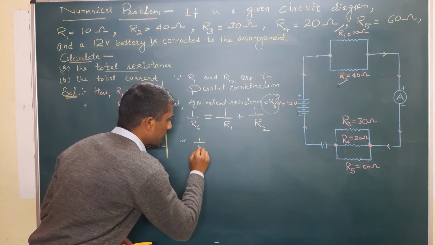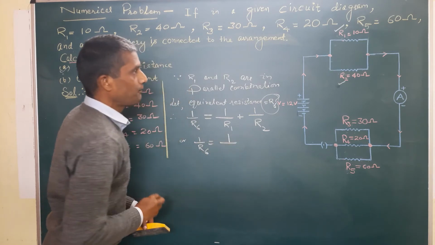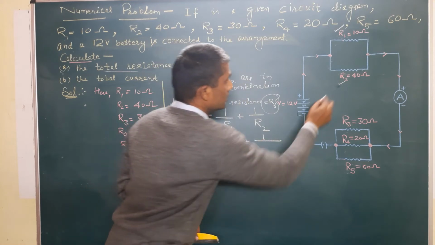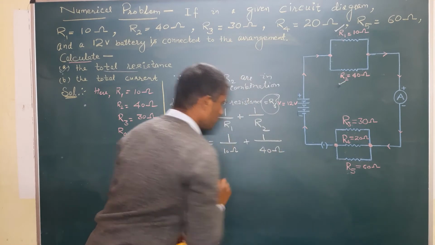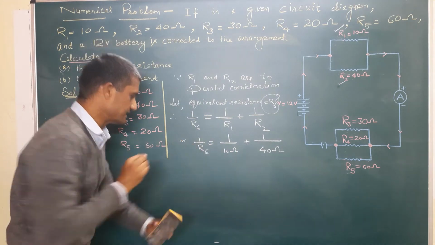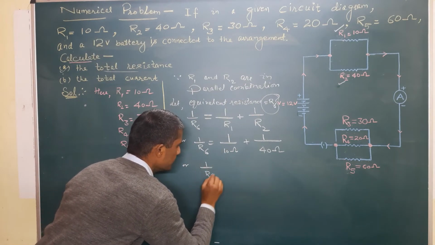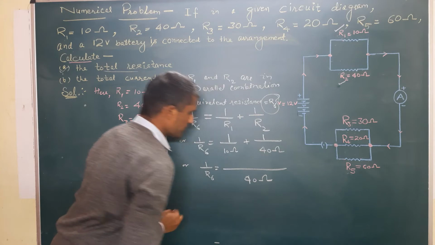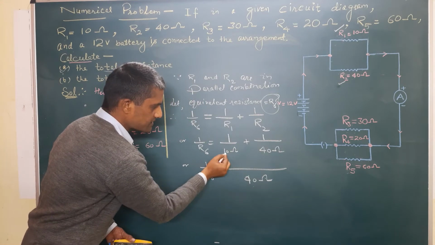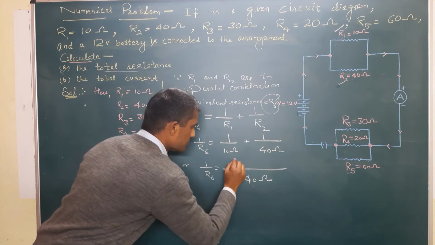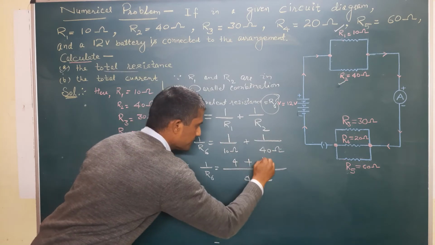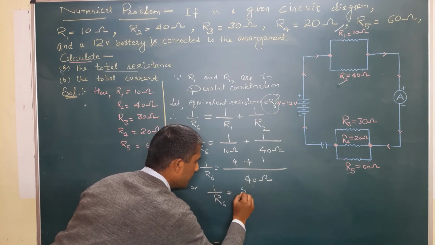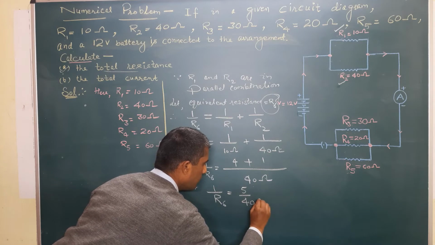Now we are going to put in the values here. 1 upon R6 is equal to 1 upon R1, which is 10 ohm, plus 1 upon R2, which is 40 ohm. Now it is simple mathematics to get R6. The LCM is going to be 40 ohm. Now solve it. The ohm cancels, 10 into 40 gives 4, plus 1, so 1 upon R6 is equal to 5 upon 40 ohm.